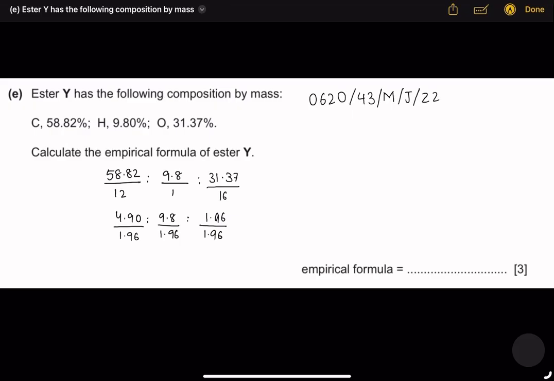So when we divide 4.9 by 1.96, we'll get 2.5. When we divide 9.8 by 1.96, we'll be getting 5. And when we divide 1.96 by 1.96, we'll be getting 1. But again, now we have 2.5 with decimals. We can't do that, so we have to multiply this by 2. So we'll get 5 is to 10 is to 2. That will be C5H10O2. That's our empirical formula. Now we'll move to the next question.